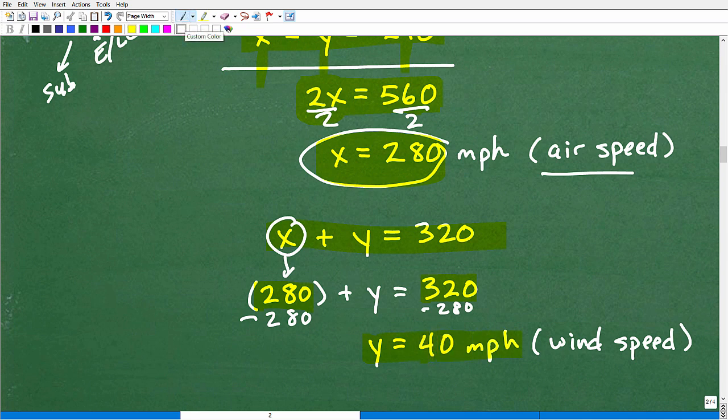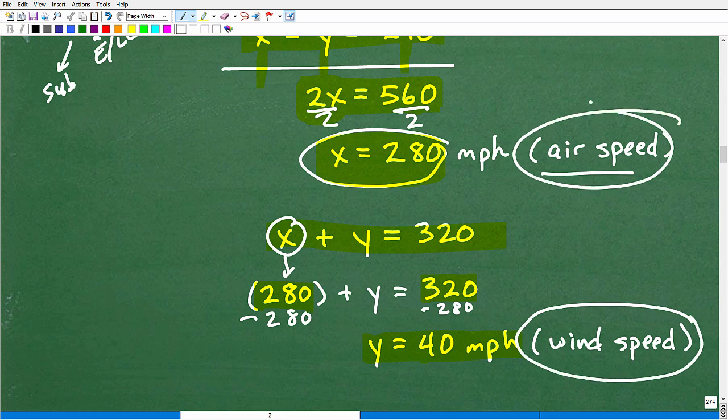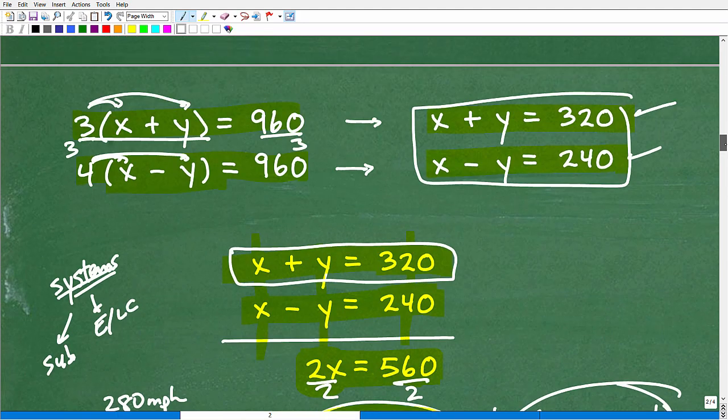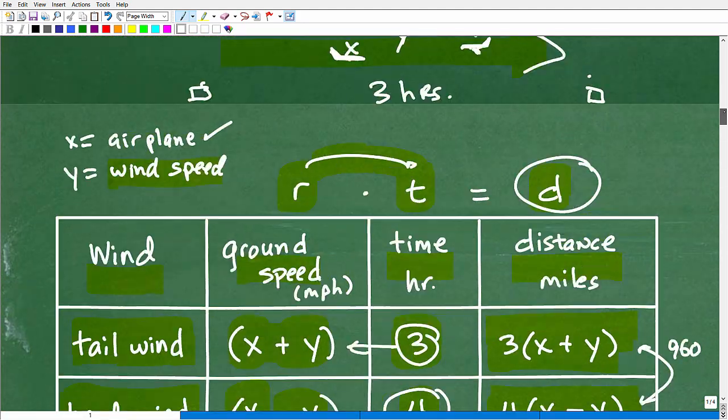And if you recall, that was the wind speed. So the airplane is going 280 miles per hour. Here's our little plane right here. It's going 280 miles per hour, and the wind is going 40. Sometimes it's going 40 miles per hour as a tailwind, or it's going 40 miles per hour as a headwind. But the airplane is at 280 miles per hour. And that is it.